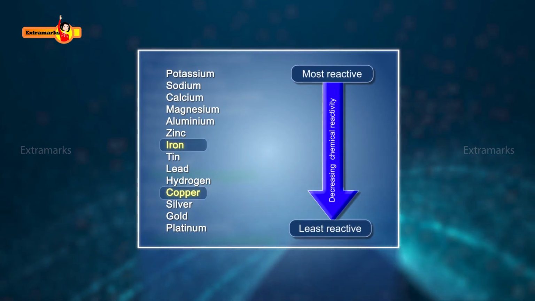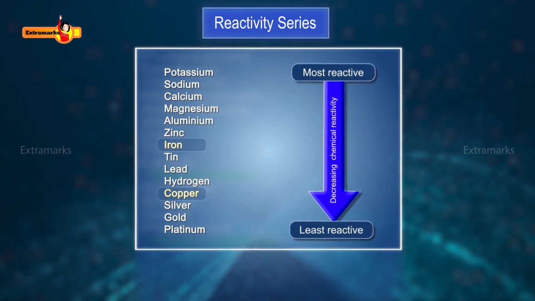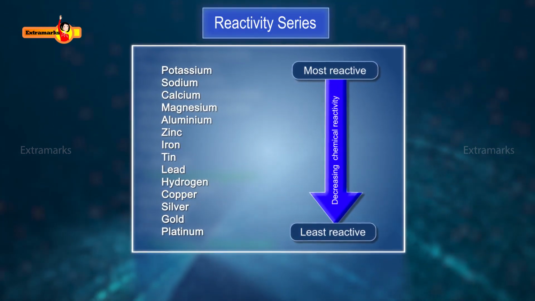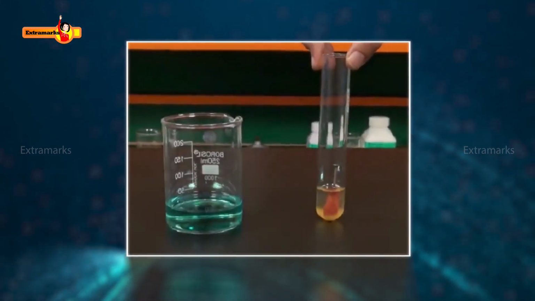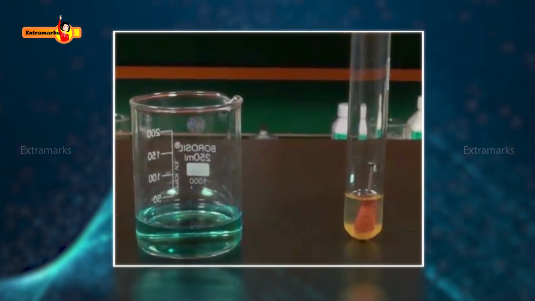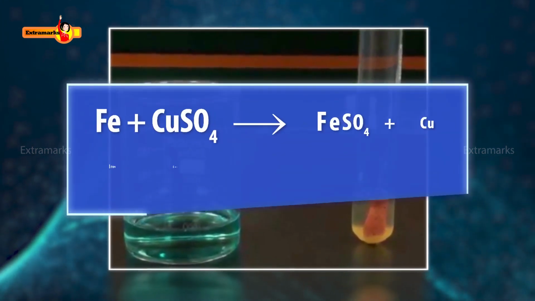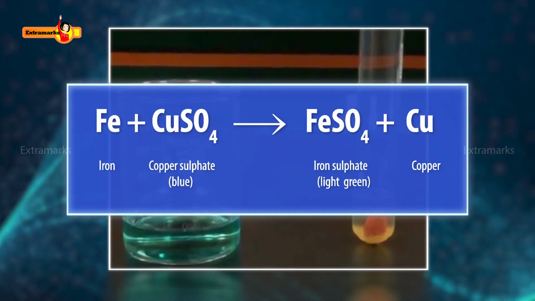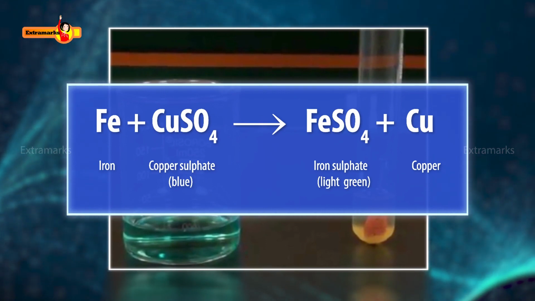iron nail. It happens because iron is placed above copper in the metal reactivity series and is more reactive than copper. Iron displaces copper from copper sulfate solution. Here, we have observed that the products of the reaction between copper sulfate and iron are iron sulfate and copper.